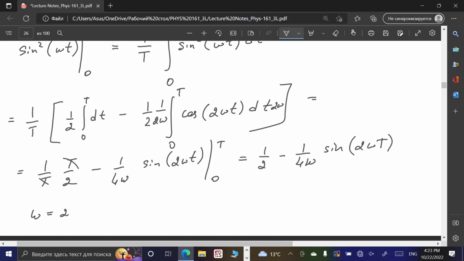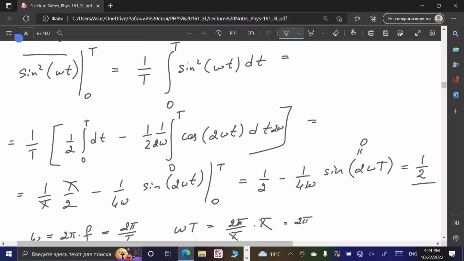Omega will be 2 pi times frequency, or as you mentioned, 2 pi over T. Now, what do we have for the product omega times T? That will be 2 pi over T times T. That will be 2 pi. And sine of 2 pi will be equal to 0. So in this case, we have just 1 half. So that is the average of this function in the interval of one period of the sound wave.